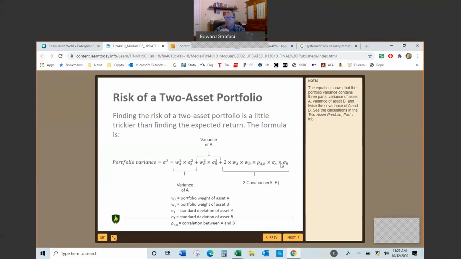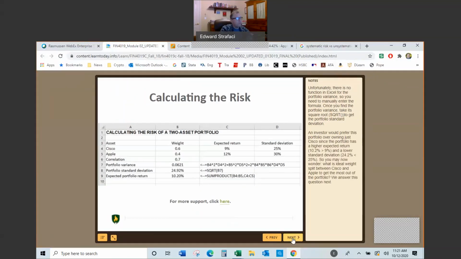It's a mathematical representation of what I just explained. As I blend different risks, my portfolio standard deviation goes down. That's the takeaway from this. Through covariance, I lower my overall risk of my portfolio, right?